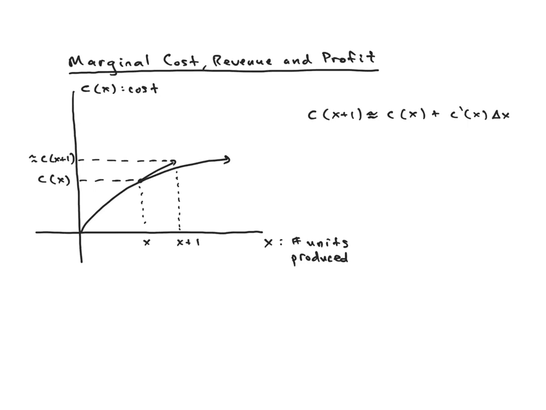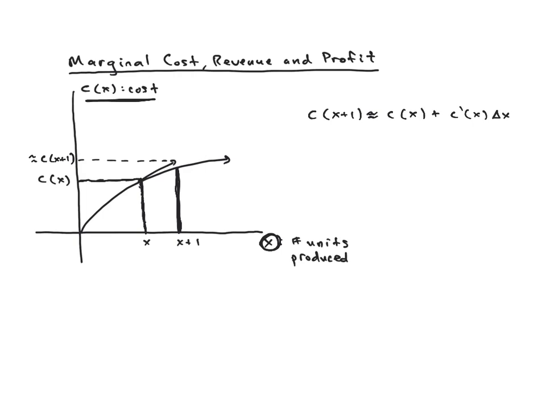All right, so the application for this class that's most important in understanding linearization and marginals is what's called marginal cost, revenue, and profit. And here we have a graph where x is a number of units produced and C of x is a cost of producing x units. And let's say that we know what the cost is of producing exactly x units. All right, so we're here at x, and that cost is C of x. And what we want to do is figure out what is the cost of producing x plus 1 units. So we want to figure out what this is right here.